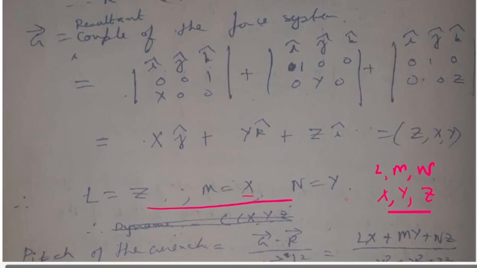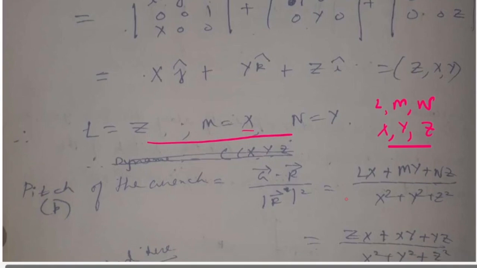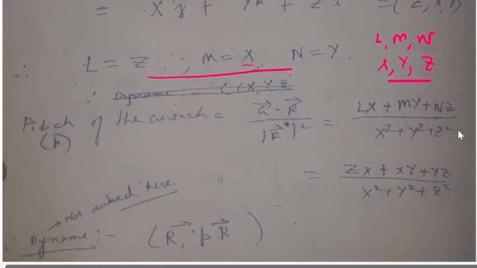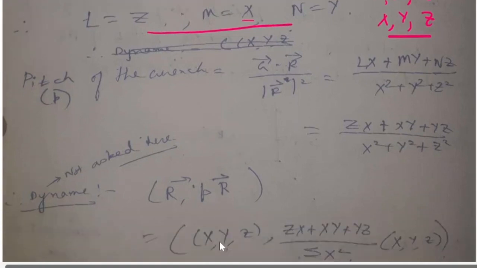So the pitch of the wrench, because I need to find the pitch of the wrench, which is G dot R by mod R square. This is the formula, again I applied it. Okay, you could have found the d name also, R comma P R, that also you can find out.